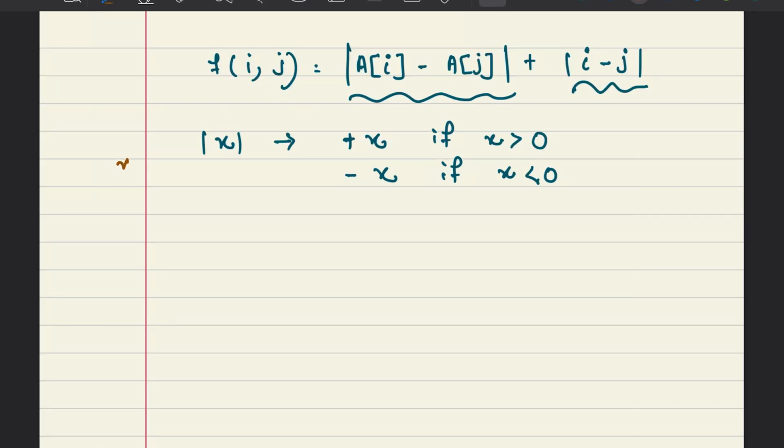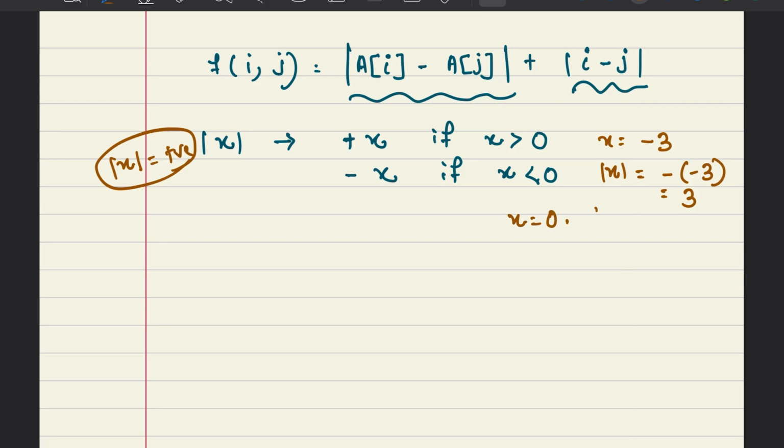We know the absolute value of x is always positive, right? So here when I say the absolute value of x equals minus x, for example, let's say x equals minus 3. Okay, so I say the absolute value of x equals minus x if x is less than 0. So the absolute value of x will be minus of minus 3, equal to plus 3. That's why we say the absolute value of x equals positive x when x is greater than 0 and negative x when x is less than 0, and for x equal to 0 it's always 0.